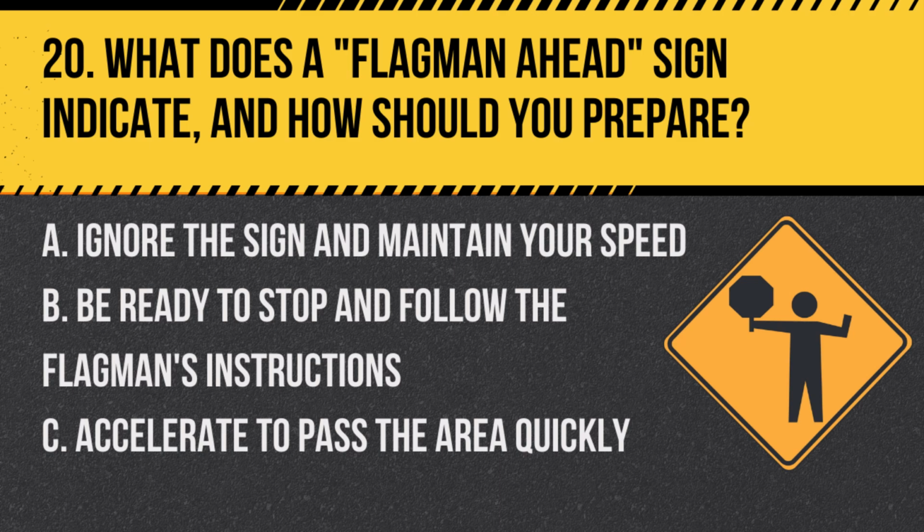Question 20. What does a flagman ahead sign indicate and how should you prepare? A. Ignore the sign and maintain your speed. B. Be ready to stop and follow the flagman's instructions. C. Accelerate to pass the area quickly. Answer. B. Be ready to stop and follow the flagman's instructions. This sign warns of road work or other situations ahead where a flagman is directing traffic.